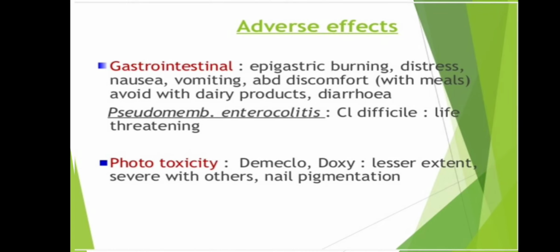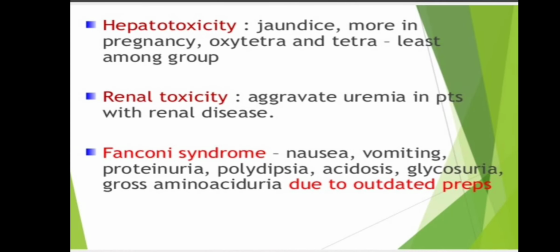Then its adverse effects. Gastrointestinal: epigastric burning, distress, nausea, vomiting, abdominal discomfort. Then pseudomembranous enterocolitis, then phototoxicity, then hepatotoxicity like jaundice, more in pregnancy; oxytetracycline is the least among the group. Then renal toxicity, then Fanconi syndrome, which includes nausea, vomiting, proteinuria, polydipsia, acidosis, glycosuria.